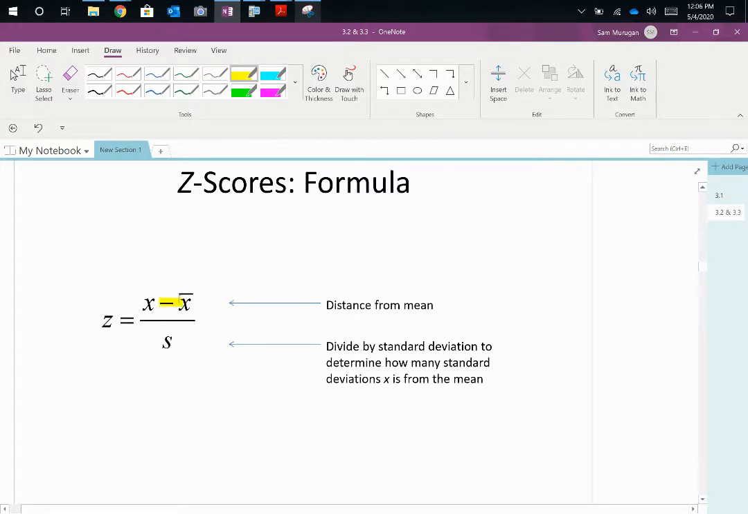The distance from the mean, this is the formula you will use: the distance from the mean divided by the standard deviation to compute the z-score. So that would be the number you're given minus the mean, divided by the standard deviation.